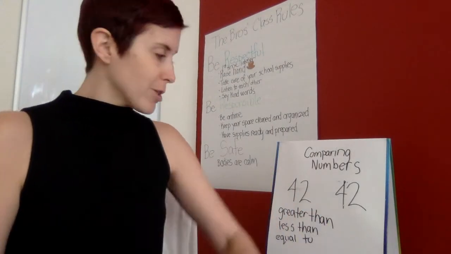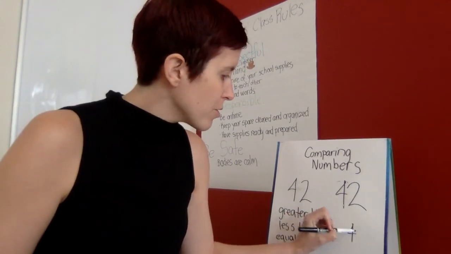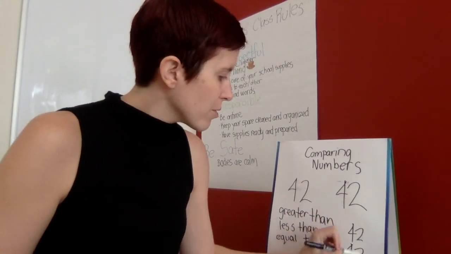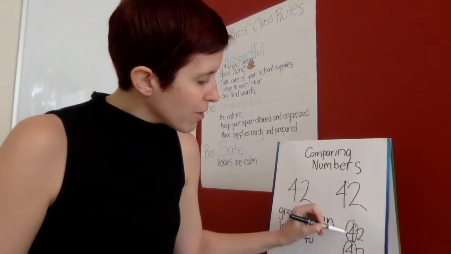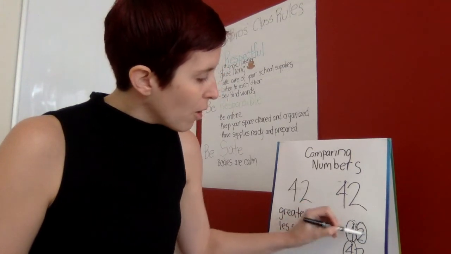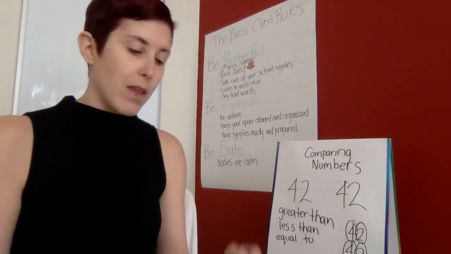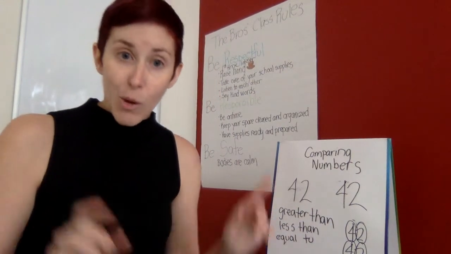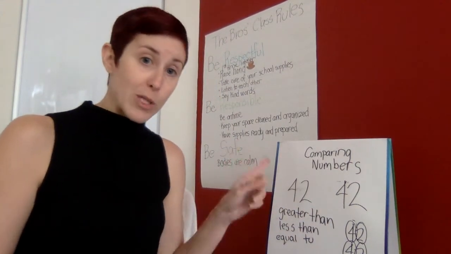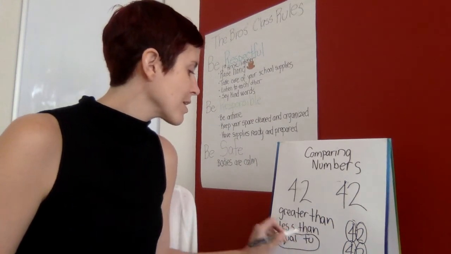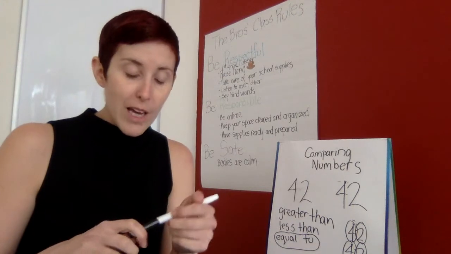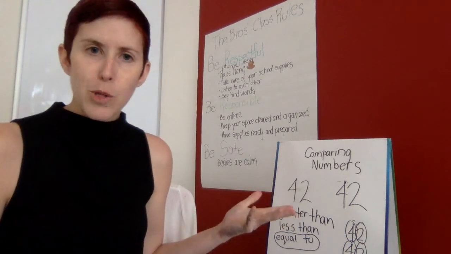Let's compare them underneath. 42 and 42. Okay, I have a 4 and a 4. Okay, they're the same. Let's go to our ones. 2 and 2. They are the same number. And we know that when both numbers are the same on both sides, then it is equal to. So equal to.